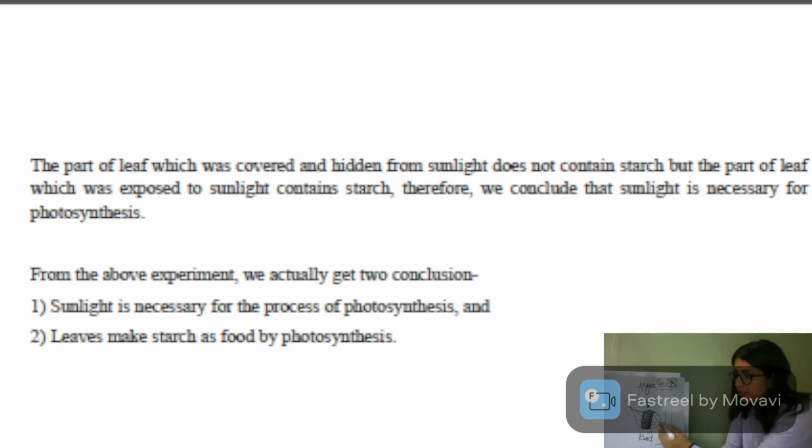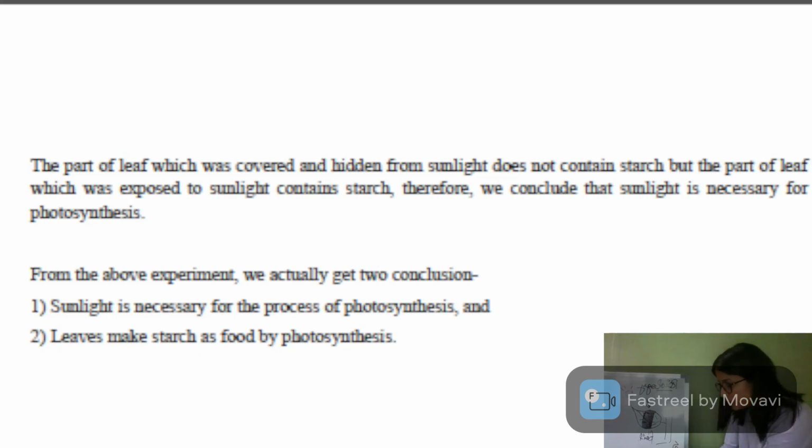But the leaf part which was not covered by the foil made the starch, and therefore we conclude that sunlight is necessary for photosynthesis. And for the above experiment, we actually get two conclusions. The first conclusion is that sunlight is necessary for the process of photosynthesis. And second, leaves make starch as food by photosynthesis.